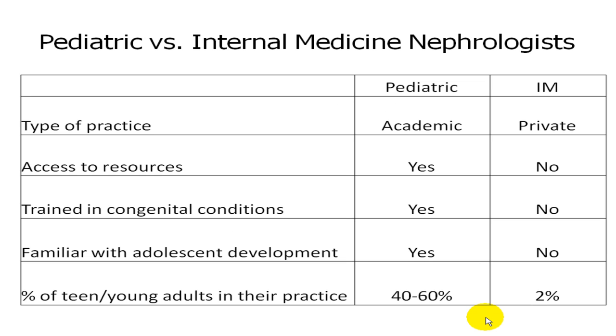First of all, let me orient you as to the difference between a pediatric and internal medicine nephrology practice. Pediatric nephrologists are in academia for the most part. They have more access to resources. We have social workers, play therapy, psychologists. We are trained in congenital conditions. We're more familiar with adolescent development. And 40 to 60% of our census are these adolescents and young adults. Whereas most of the internal medicine nephrologists are in private practice, have less access to the resources we do, and their census of young adults is about 2% of their practice.